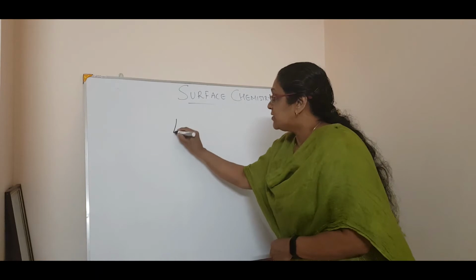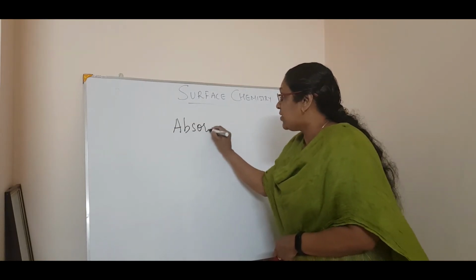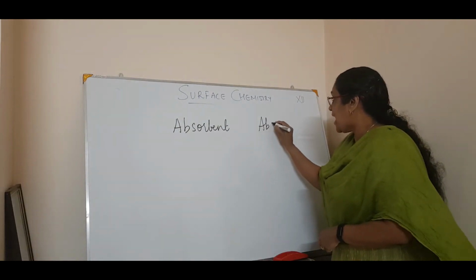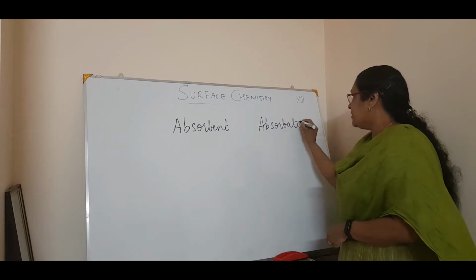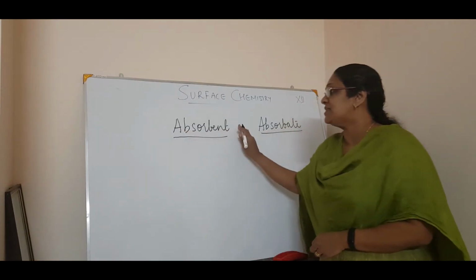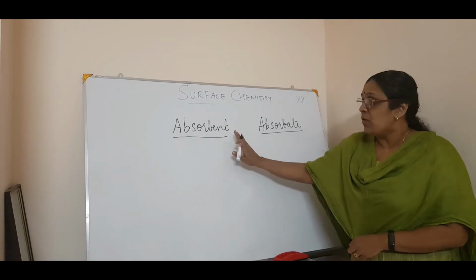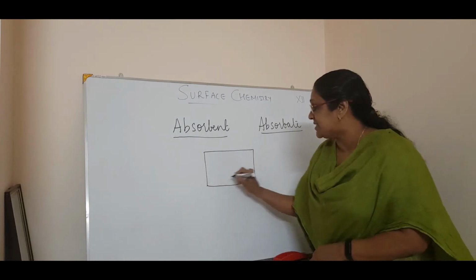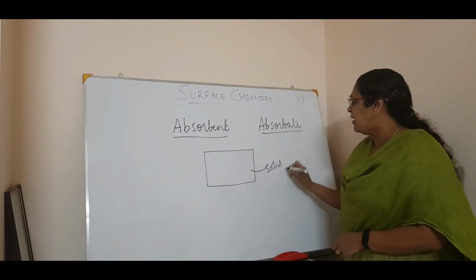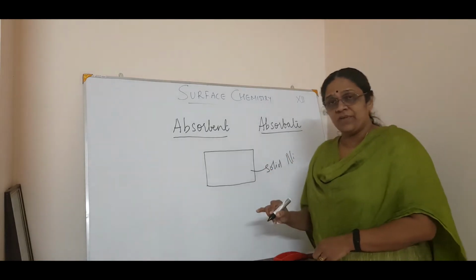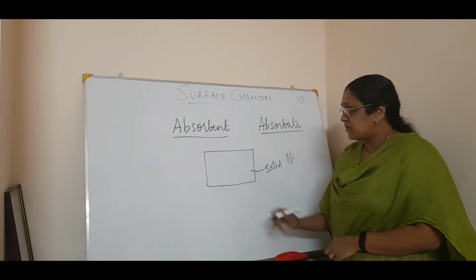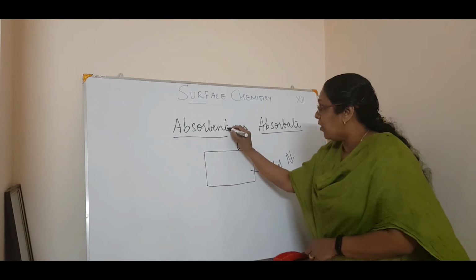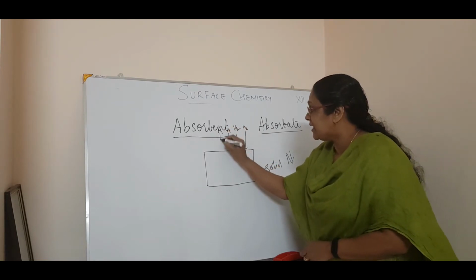The first is two terms. One is adsorbent, and the second is adsorbate. These are the two terminologies which you come across in surface chemistry. What is adsorbent? I'll give you an example. If there is a solid metallic surface, for example nickel metal, in this solid substance hydrogen gas is adsorbed on the surface of this nickel metal.